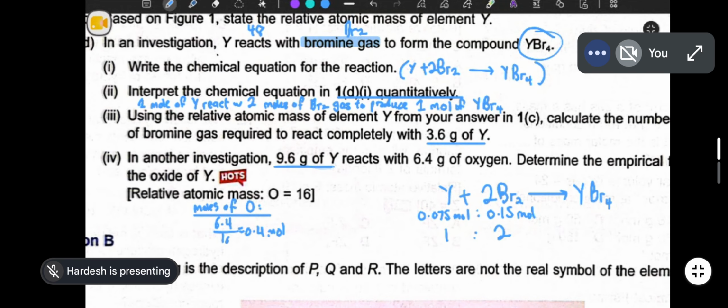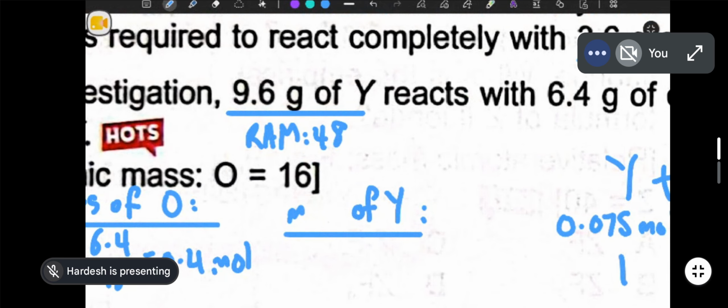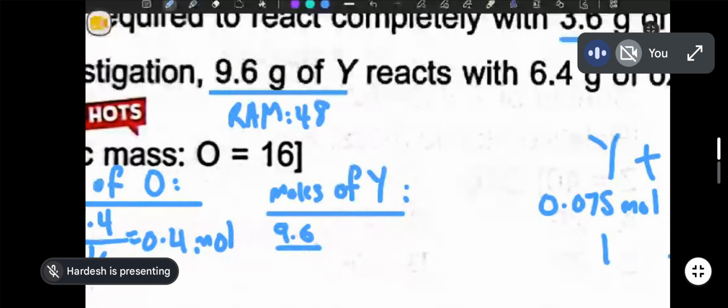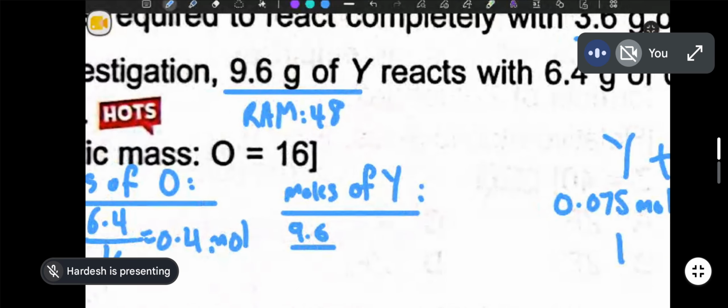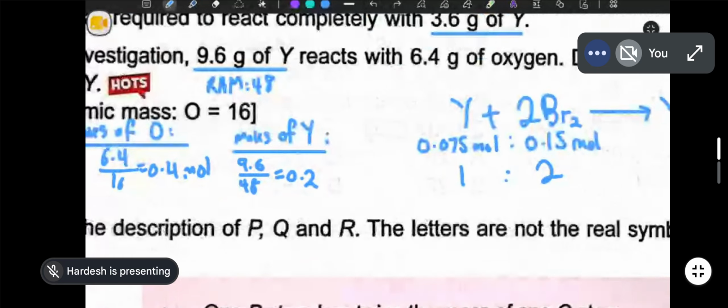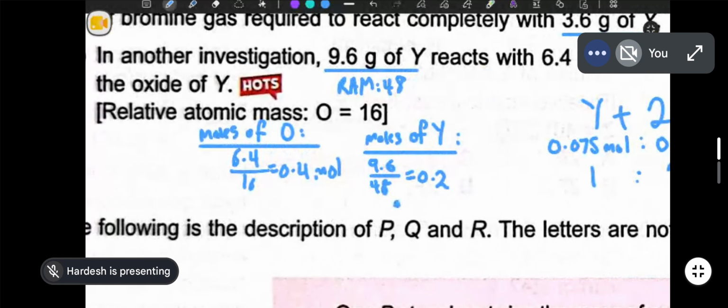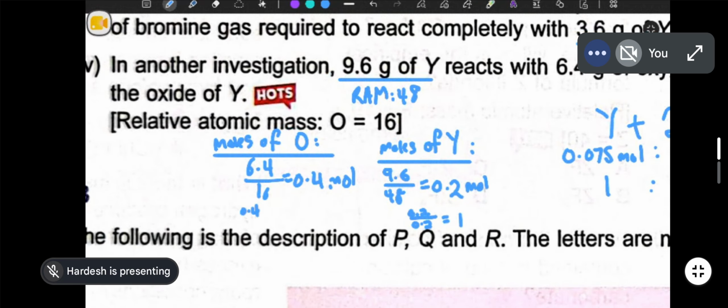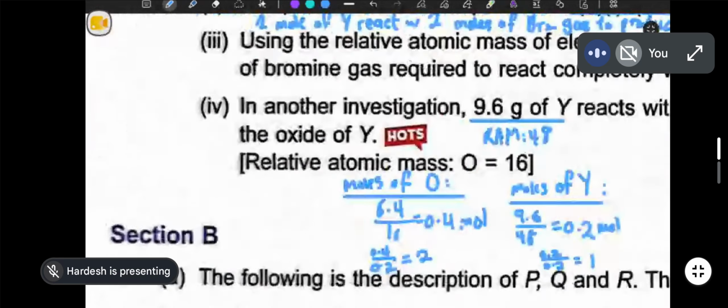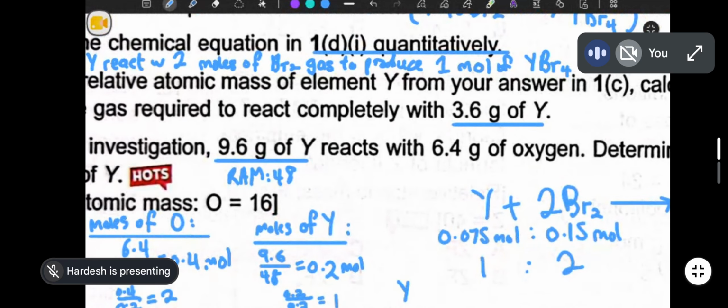Now, for Y, sorry, not mass of Y, moles of Y. You'll get mass over molar mass. Molar mass is 48. 9.6 over 48, you'll get 0.2. Remember, when it comes to empirical formula, you are taking the smallest one. So for this one, your ratio will be 1. This one, your ratio will be 2. So what is your empirical formula? It will be YO2.